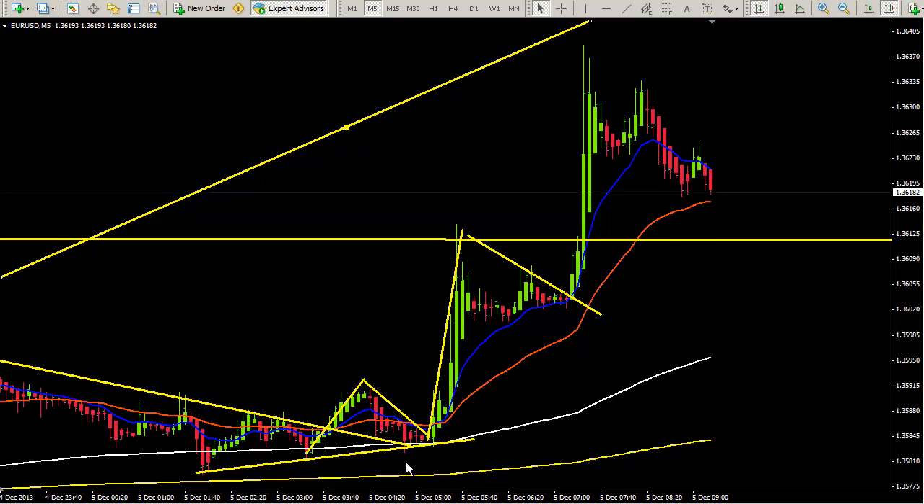So this was a good example for a difficult long setup on 5-minute because of the crossover here to the downside. A good example for something like this here.